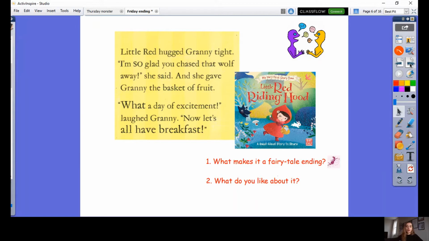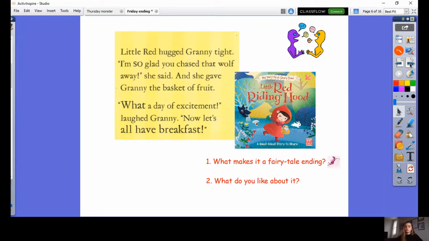Little Red hugged Granny tight. "I'm so glad you chased that wolf away," she said, and she gave Granny the basket of fruit. "What a day of excitement," laughed Granny. "Now let's all have breakfast."